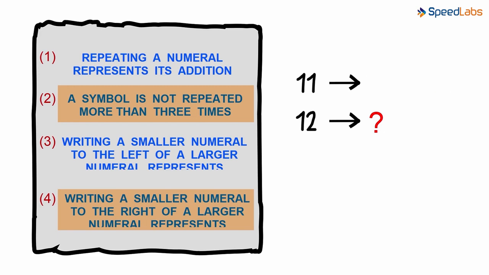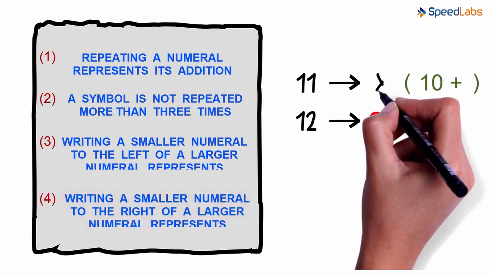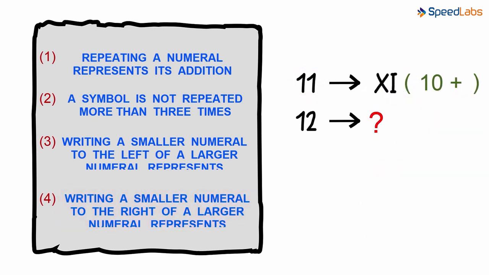So can we write it as 10 plus 1? Yes, absolutely. We will write the numeral 1 to the right of the numeral 10. This will represent 10 plus 1, which is equal to 11. Therefore, we can write the Roman numeral 11 like this. Following the same pattern, can you try to write the number 12 in the Roman numeral system? Here's the answer. We will write the numeral 1 twice to the right of the numeral 10. Therefore, we get 10 plus 2, that's 12.